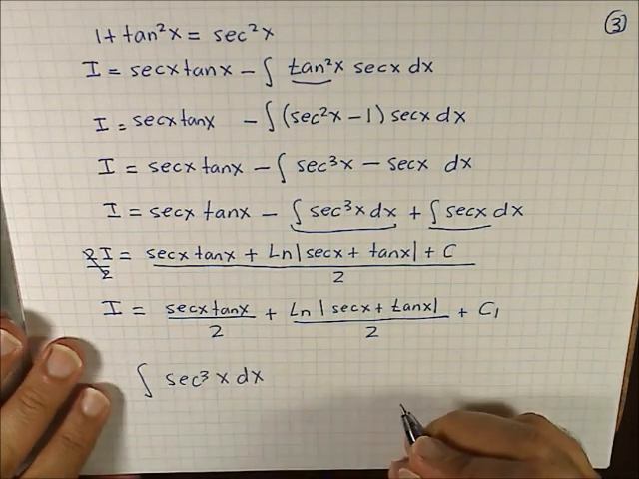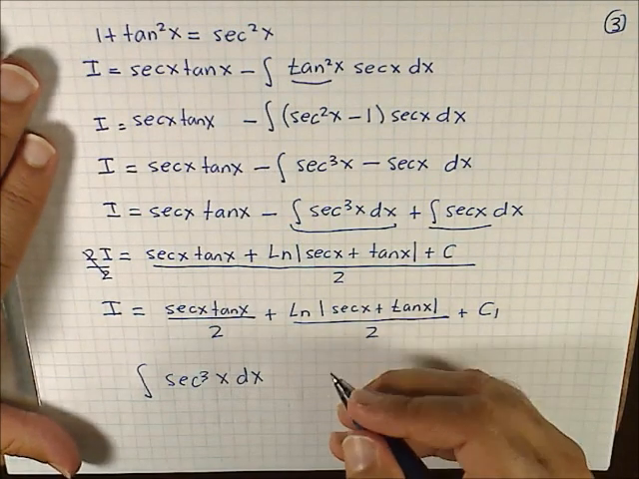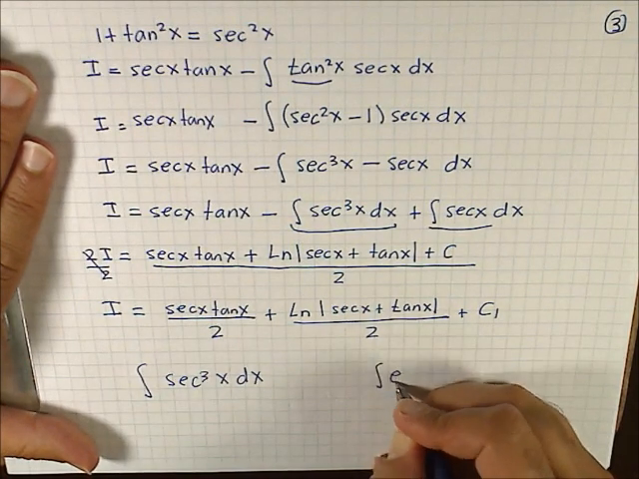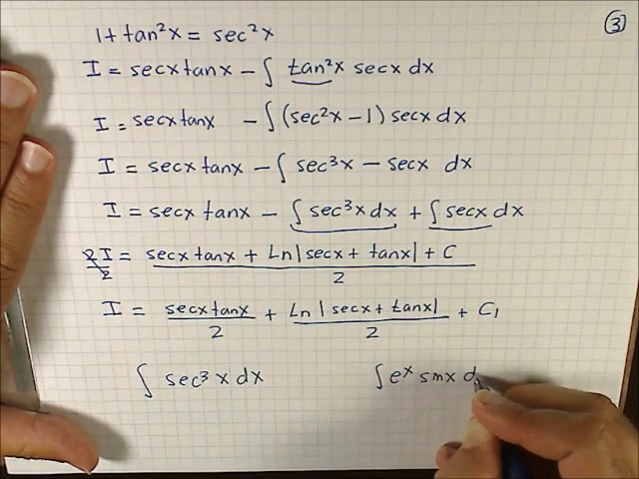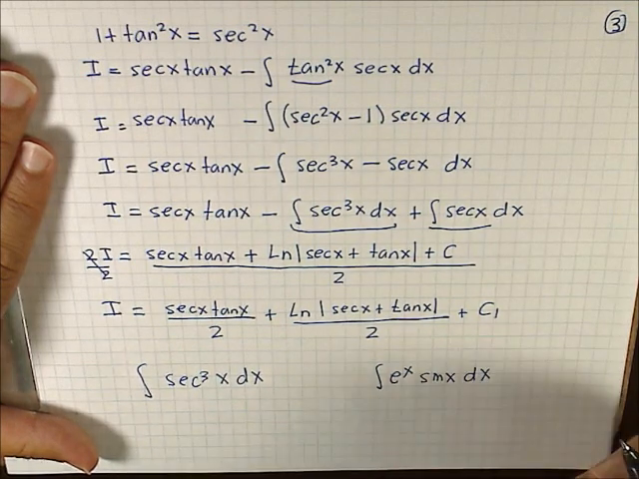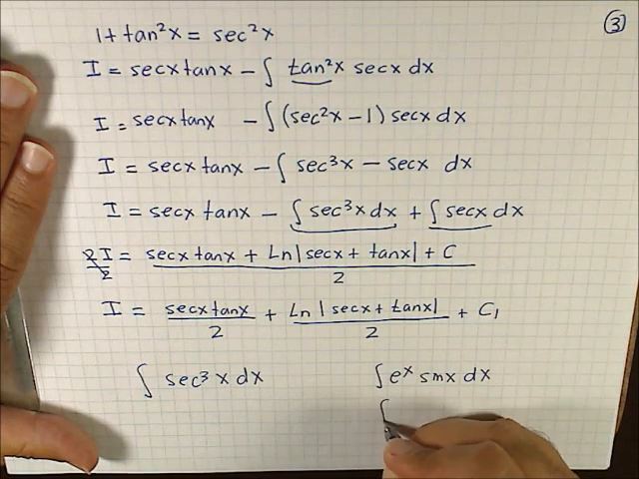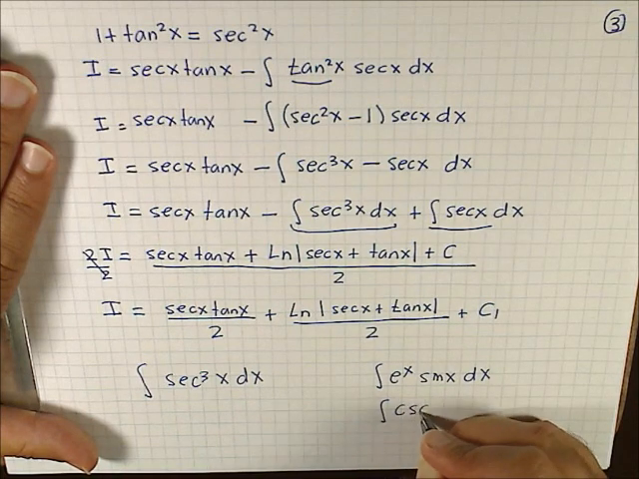You may want to try a few other questions like this. For example, you may want to try e to the x sine x dx. That's the same idea where the solution appears in the question. Or integral cosecant cubed x dx.